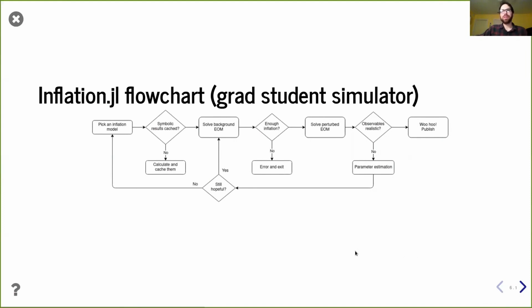So here's a rough flowchart of the code, or I also called it the grad student simulator, because this is what I do on a daily basis. So you start off by picking an inflation model, and you put it in the code. It'll do some symbolic calculations initially. This is one great strength of Julia, because it has these metaprogramming abilities, we can get these as native code. So after caching those, we solve the background equation of motion, which is just the ball rolling on the hill.